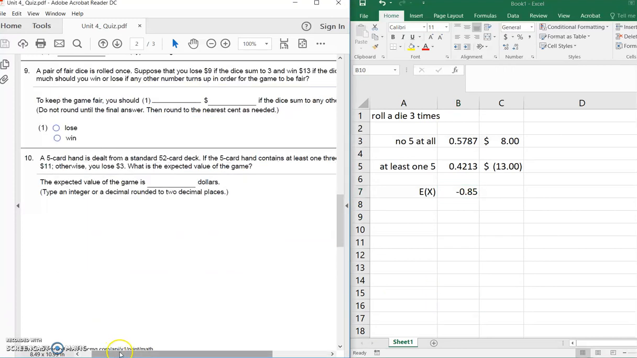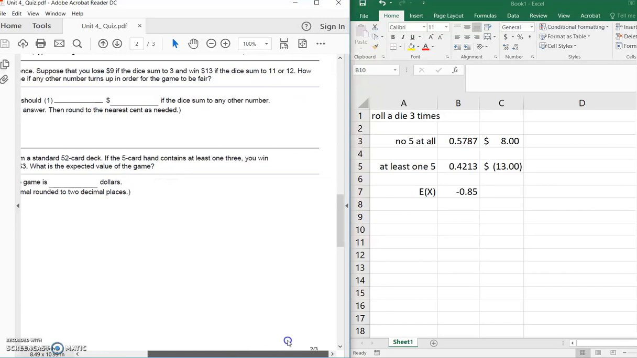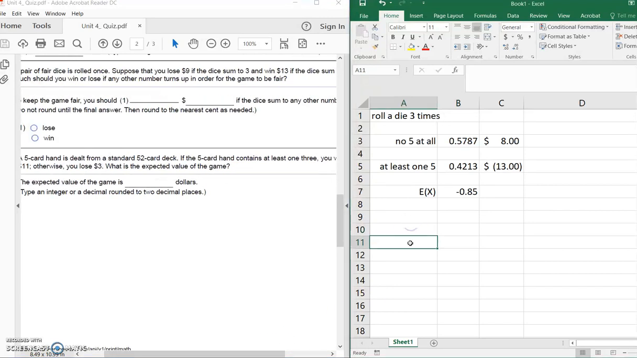So number 9 is kind of a tough question. It's similar to number 8. A pair of dice is rolled once. So you have 2 dice, you're rolling them, and you lose $9 if the dice sum to 3, and win $13 if the dice sum to 11 or 12. So we need to find the probability of sum equals 3, and then the probability of sum equals 11 or 12, right?